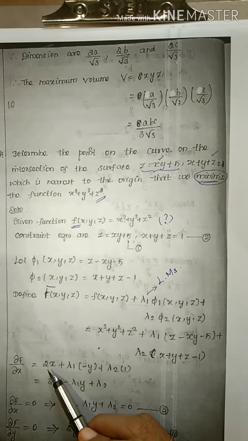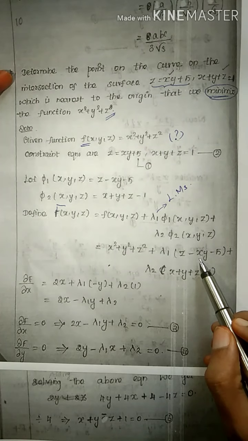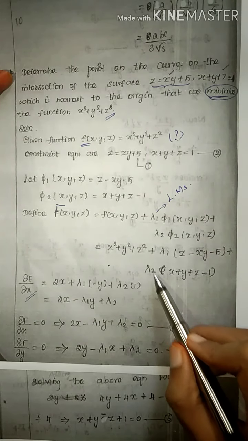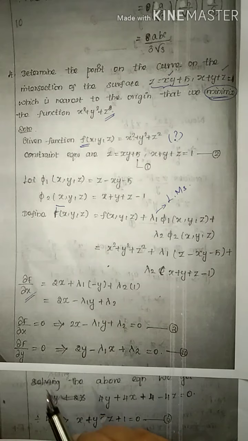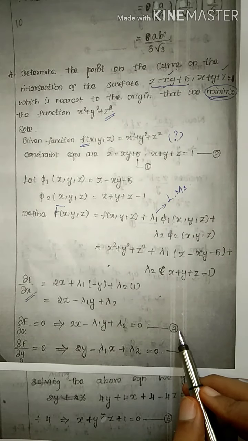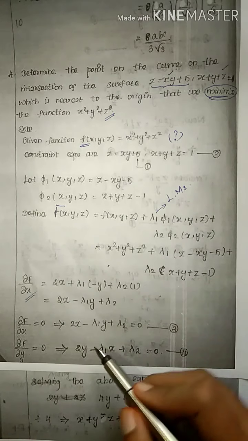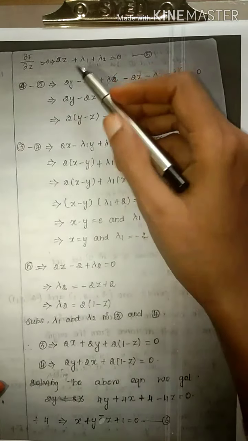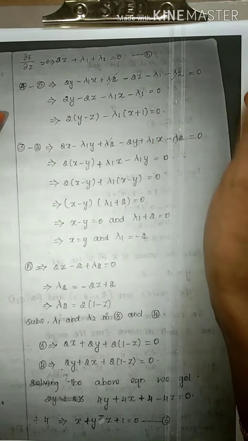Now dou F by dou x: differentiate this. So 2x plus, differentiating with respect to x, lambda 1 into minus 1 plus lambda 2. Again, equate that to 0, because for maxima or minima the first derivative is equated to 0. So that's equal to 0. I note this as equation number 3. The same way you differentiate with respect to y and then z, so in the same manner it is equal to 0. And in equation number 5, you can write dou F by dou z is equal to 2z plus lambda 1 plus lambda 2 equal to 0, and mark it as equation number 5.